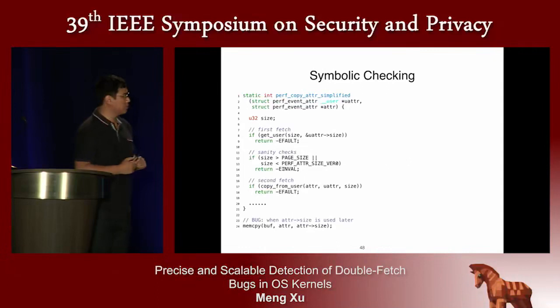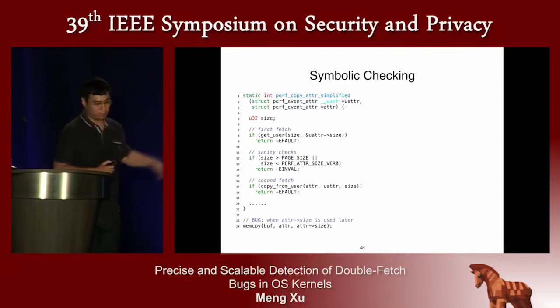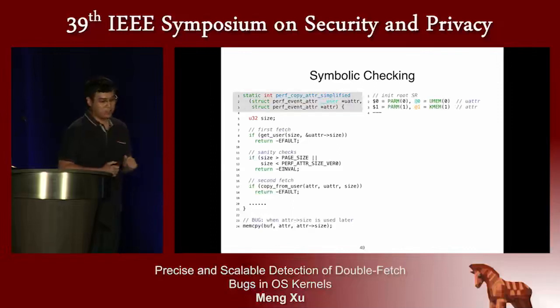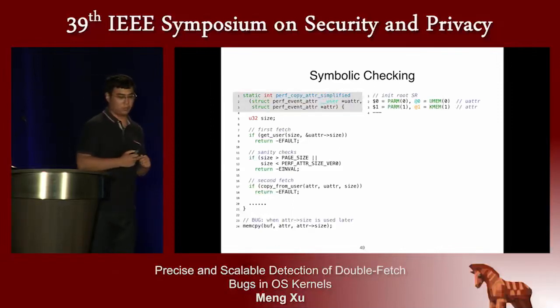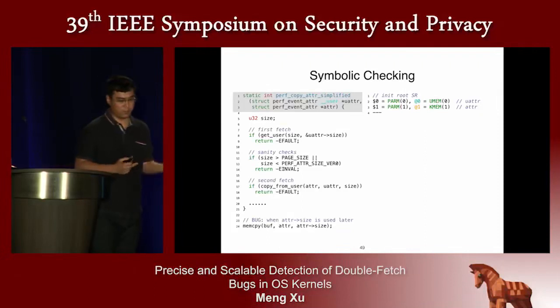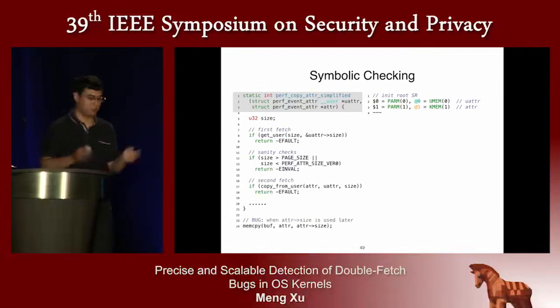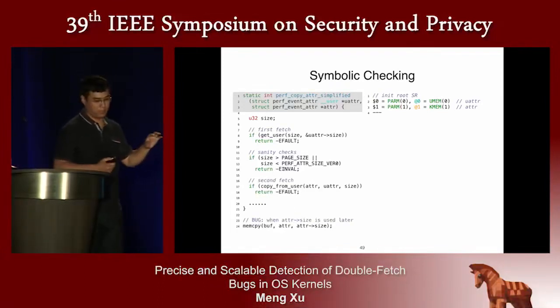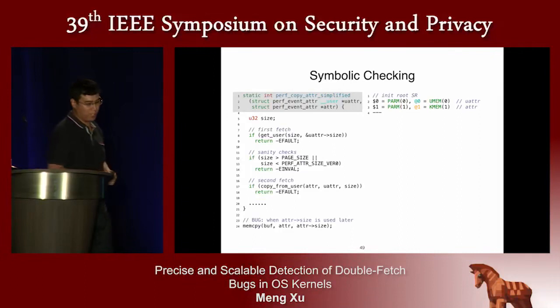Let me walk you through it with this example. It's the same code we showed you just now. Upon entering this function, we know some immediate facts, like there are two function parameters. The first parameter points to user space memory, and the second parameter points to kernel space memory. So you have some basic understanding of the memory layout.